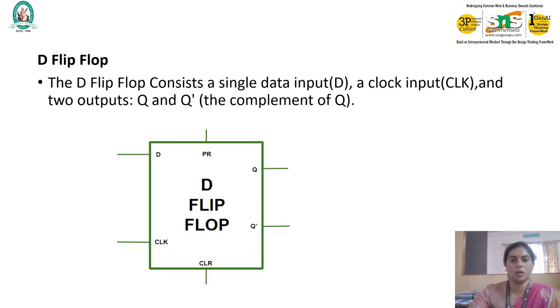Next is the D flip-flop. A D flip-flop consists of a data input D, the clock input CLK, and the two outputs Q and Q dash. In the previous JK flip-flop and SR flip-flop, we have taken two inputs, and based on the preset and set the clock may vary, and finally we get Q and Q dash. But in the case of the D flip-flop, only one data input is taken, and based on the clock changes we get the values of Q and Q dash. Q dash is the complement of Q. So this is all about the D flip-flop.